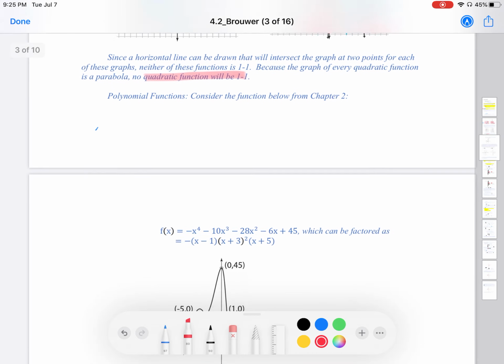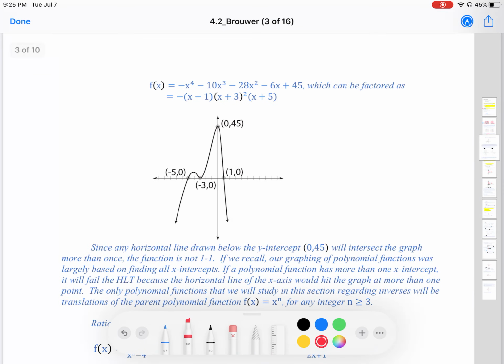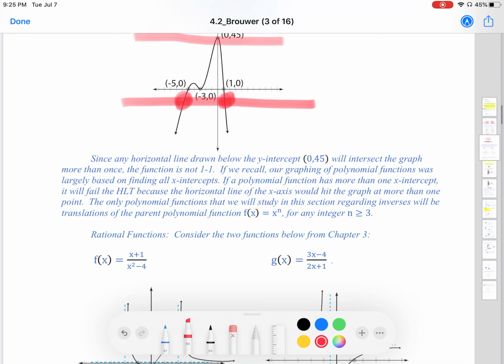Polynomial functions. Consider the functions from chapter 2. All right, so we have this polynomial function, and we only need to fail once. I mean, yeah, if we draw it from a peak, it passes a horizontal line test, but it only takes one line to fail it. So we see here it fails the horizontal line test. Since any horizontal line drawn below the y-intercept will intersect the graph more than once, the function is not one-to-one.